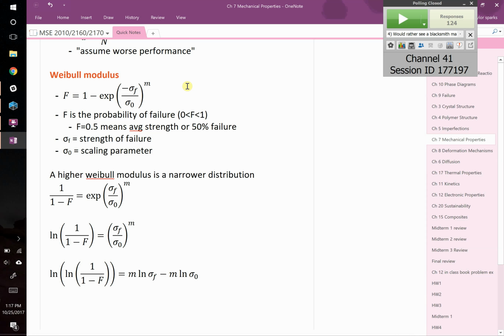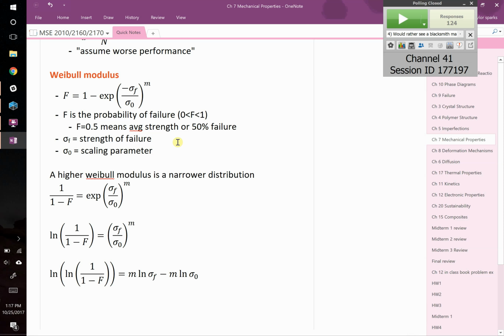F is your probability of failure. So that's a number between 0 and 1, right? If F equals 1, that means that no matter what, every single component will fail under whatever the condition is. If F equals 0, then no matter what, none of them will fail. And it's somewhere between 0 and 1 for materials. Sigma F is the stress at which you're going to observe failure, and sigma naught is the characteristic stress. A higher Weibull modulus, so a larger value of m, means that you have a narrower distribution.